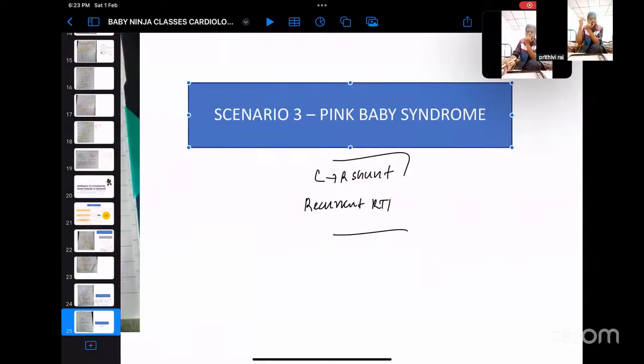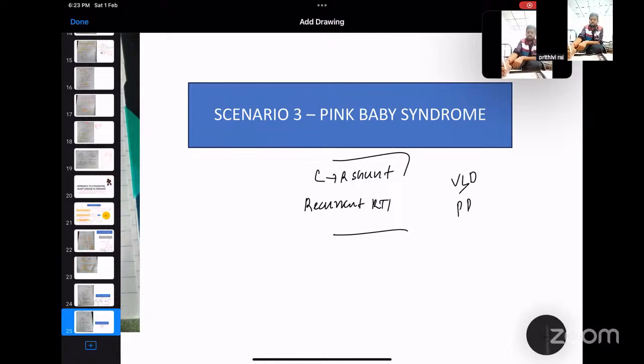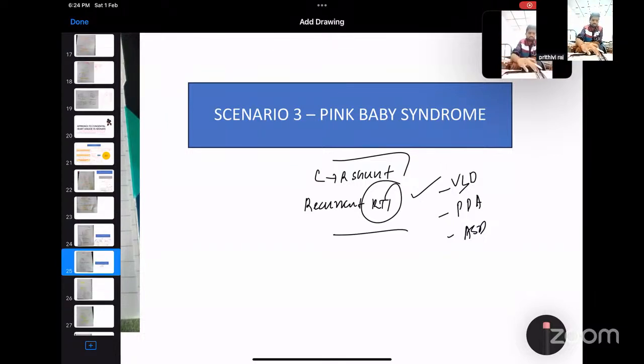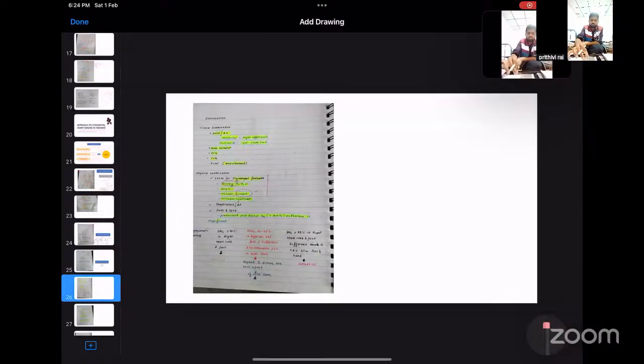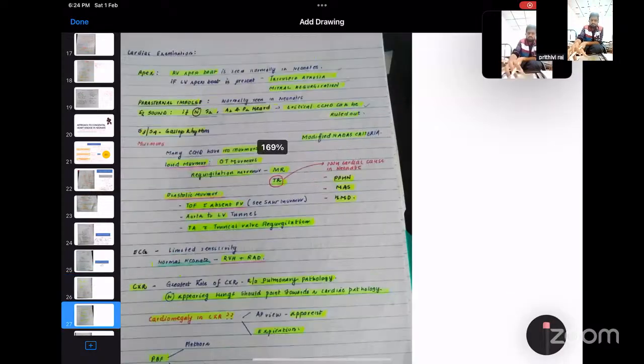Okay. Sorry for the technical glitches. So the third scenario, which I already discussed, is pink baby syndrome. Mostly it's because of a left to right shunt, for example your VSD, PDA, and your ASD. You have a recurrent respiratory tract infection kind of presentation where everything else is normal. The child's color will be pink, there will be no cyanosis, but there are recurrent respiratory tract infections because of pulmonary congestion, because of the pulmonary over-circulation, which is mainly because of left to right shunt. The most common cause of left to right shunt in our country is always a ventricular septal defect.